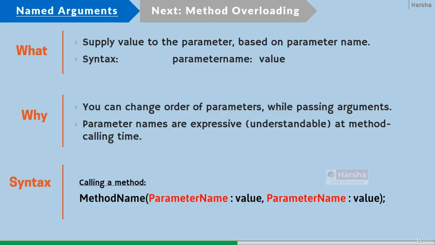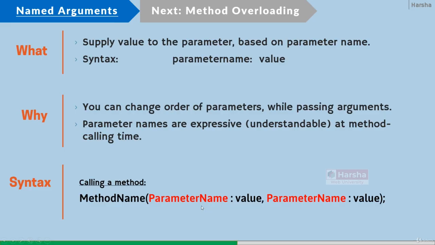However, it is not required to use named arguments if the method has a limited number of parameters, that is either 1 or 2. But if the method has too many parameters, that too of reference type, in that case named arguments will be really useful.